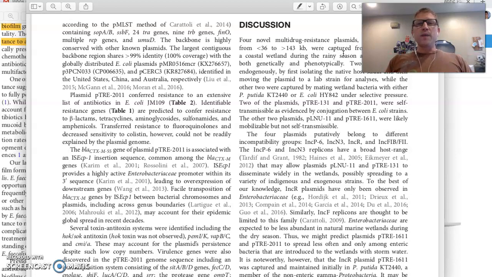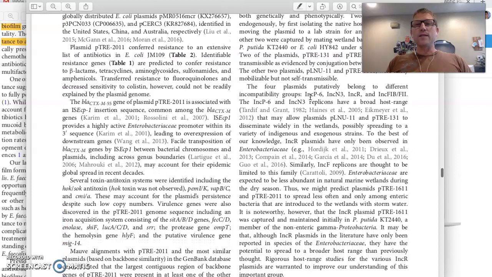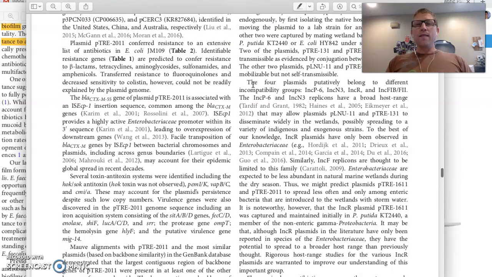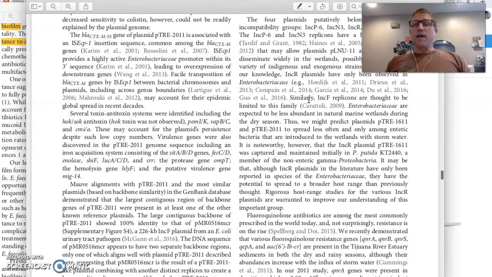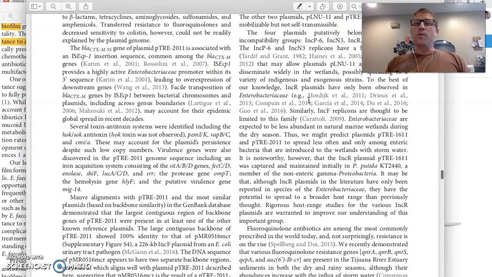So in this paper, the first paragraph was just a quick raw summary to set the stage for you. And then the first sentence, and often if it's well written, you can just go first sentence by first sentence through the entire discussion and get a good sense of what was happening. So here they say the four plasmids putatively belong to different incompatibility groups. And then the rest of this long paragraph is all about interpreting what that means.